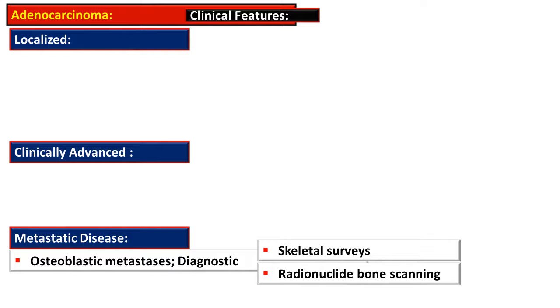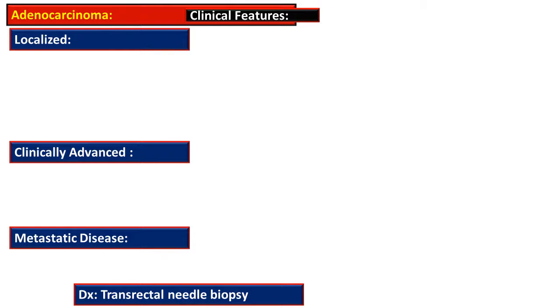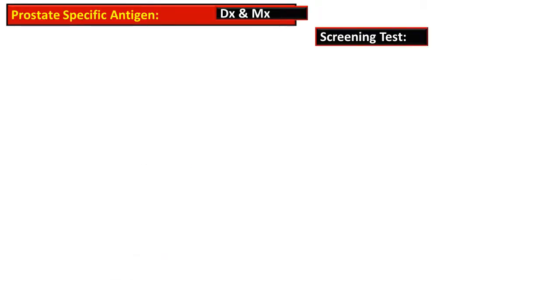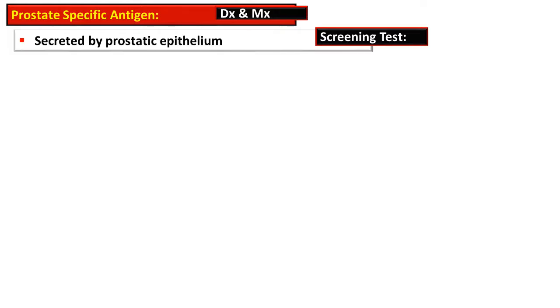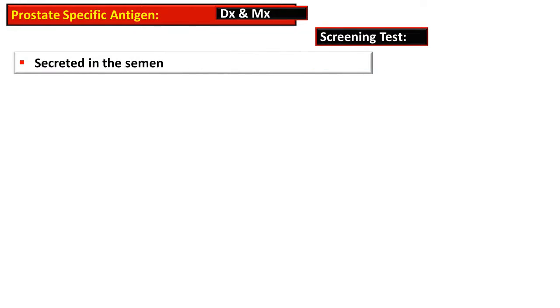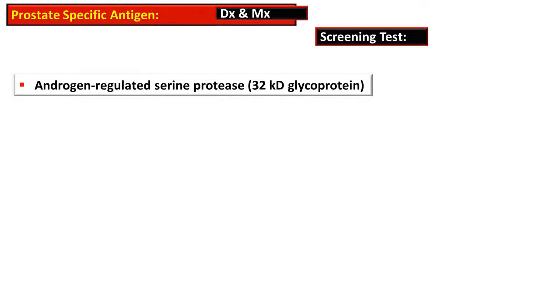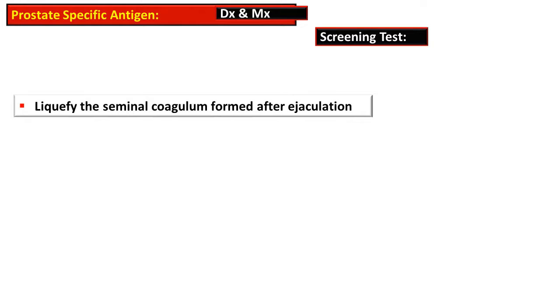A skeletal survey and radionuclide bone scanning are performed for this metastatic disease. The diagnosis of prostatic adenocarcinoma is made by transrectal needle biopsy. Prostate-specific antigen is an important marker in the diagnosis and management of prostate carcinoma and is used as a screening test in various parts of the world. It is secreted by prostatic epithelium into the semen. This androgen-regulated serine protease is a 32 kD glycoprotein and is responsible for liquefaction of the seminal coagulum that is formed after ejaculation.